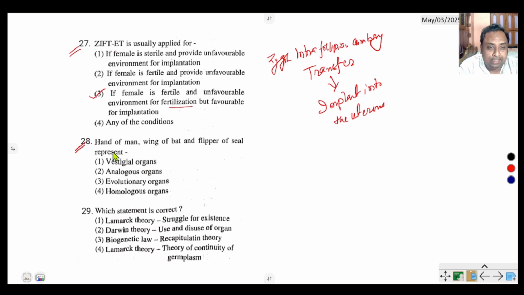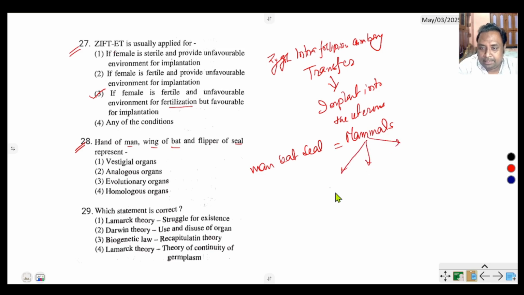28 number question says, hand of man, wing of bat and flipper of seal represent. Man, bat and seal all are mammals, but they adapt differently to different environmental conditions: man on land, bat in air and seal in water.